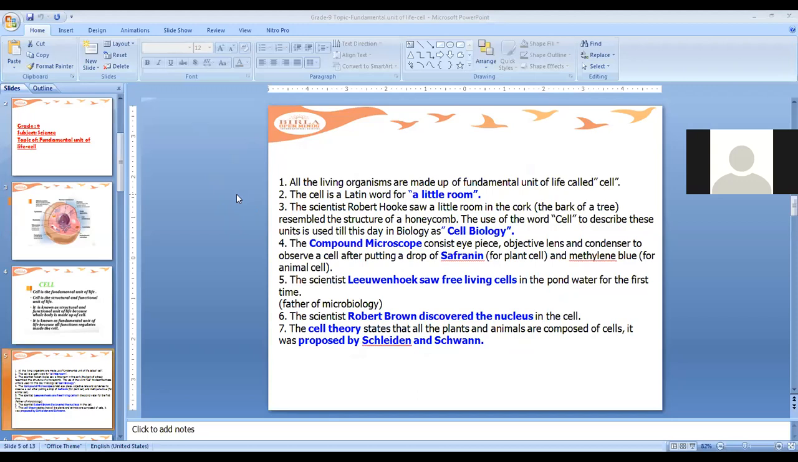Ma'am, the nucleus plays an important role in cellular reproduction, in which a cell divides to form new cells, in the form of meiosis and mitosis. Good. What are the different parts of this nucleus? Ma'am, nucleoplasm, nuclear membrane, and genetic material, DNA. Okay, good.